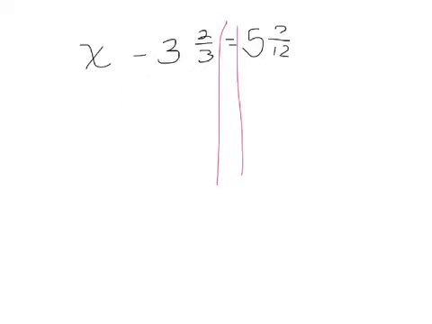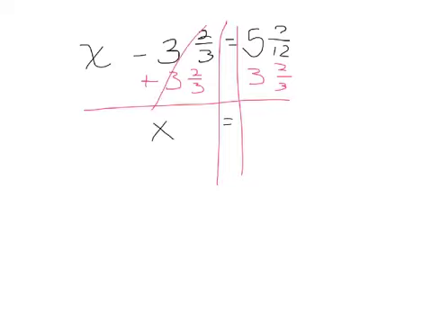Another example. What happens if I have x minus 3 and 2/3, and that's going to equal 5 and 7/12? Set it up the same way, split it up. Instead of subtracting 3 and 2/3, I'm going to need to add 3 and 2/3 to both sides. These will cancel out, leaving me with x will equal whatever this side is equivalent to.